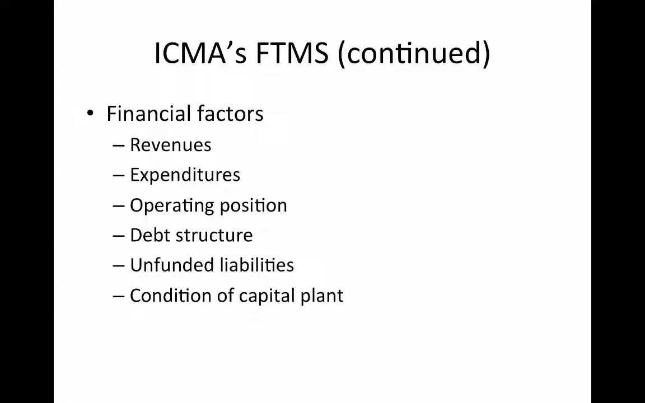And their financial factors fall into these 6 groups: revenues, expenditures, operating position, which more or less means the difference between revenues and expenditures, and whether they are raising sufficient resources from year to year, their debt structure, so how much they have outstanding, their ability to issue more debt. Unfunded liabilities is talking about pensions and OPEB, and then the condition of their capital assets and their infrastructure, which is being used to provide service.